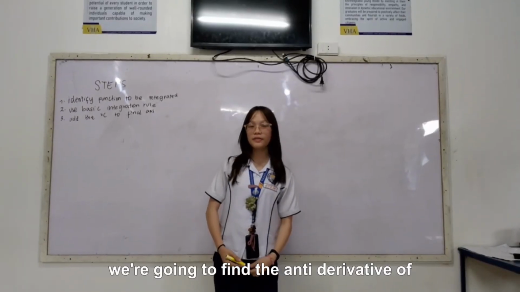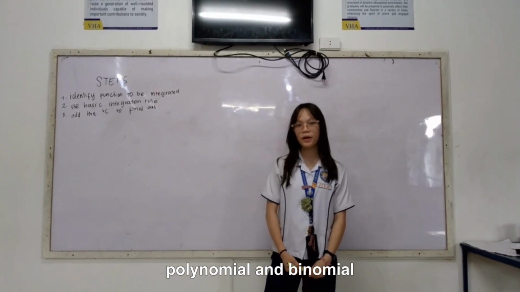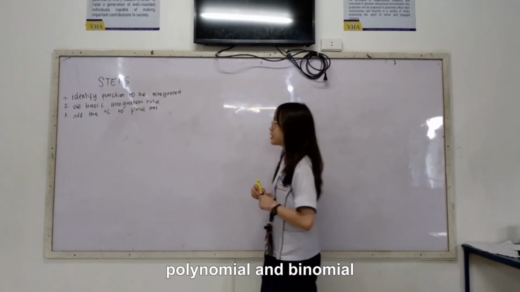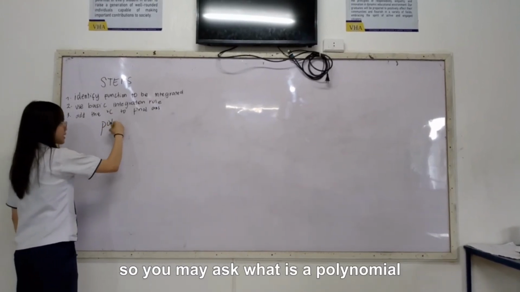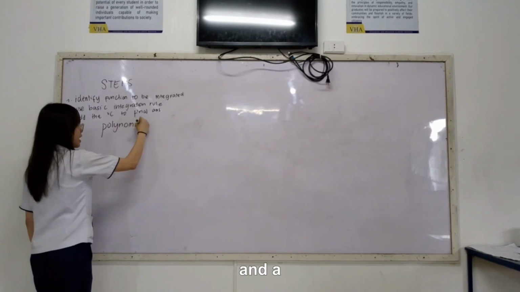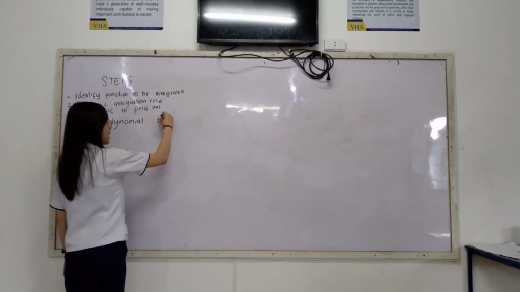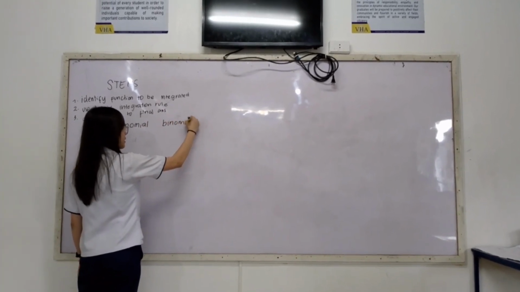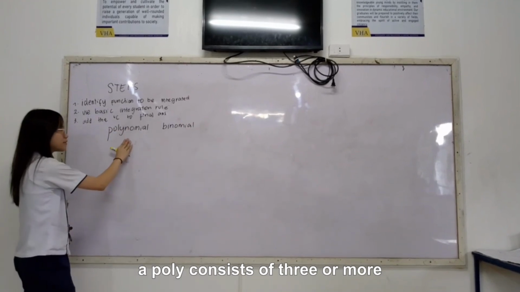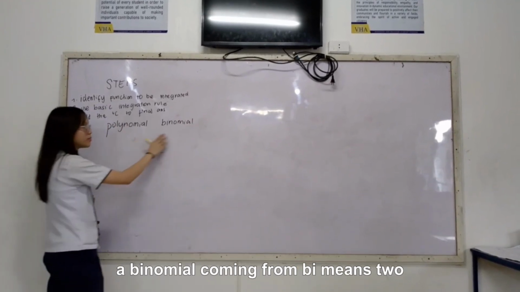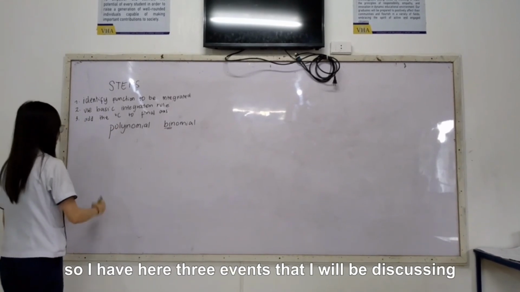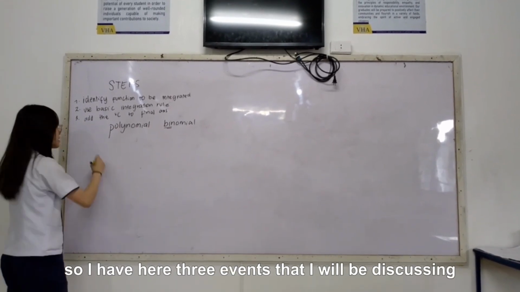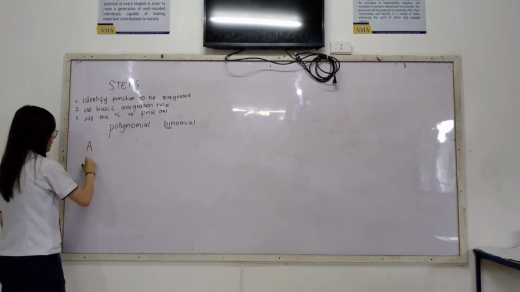So now we're going to find the antiderivatives of polynomials and binomials. You may ask, what is a polynomial and a binomial? A poly consists of 3 or more terms. A binomial, coming from bi, means 2. So I have here 3 givens that I will be discussing.